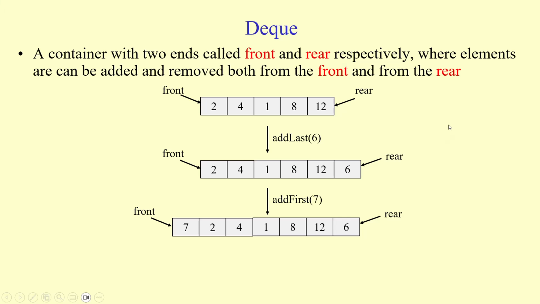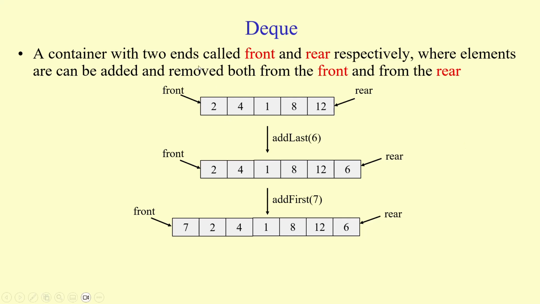The next Java collection we are going to look at is a deque, which is a container with two ends called front and rear, where elements can now be added both from the front and from the rear. The only difference between a FIFO queue and a deque is that in a FIFO queue, we can only add items from the back and remove items from the front. But in a deque, we can add items both from the front and from the back, and also remove items both from the front and from the back or the rear.